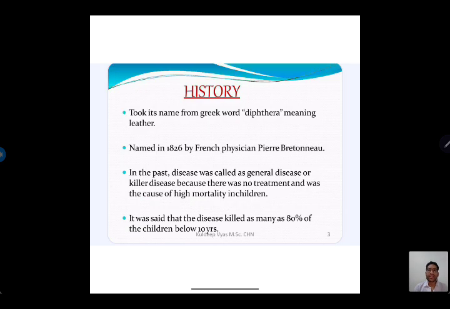The disease took its name from the Greek word diphtheria, meaning leather. It was named in 1826 by the French physician Bretonneau. In the past, the disease was called the strangling disease or the killer disease because there was no treatment and it was a cause of high mortality in children. It was said that the disease killed as many as 80% of children below 10 years.